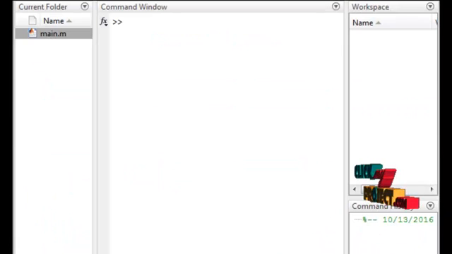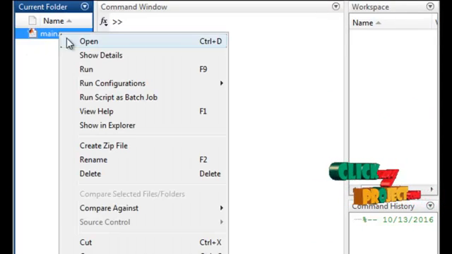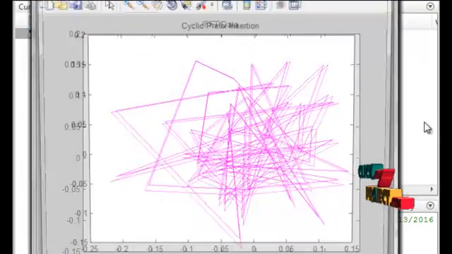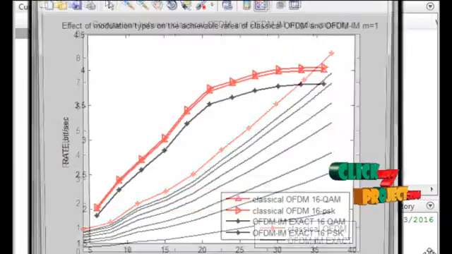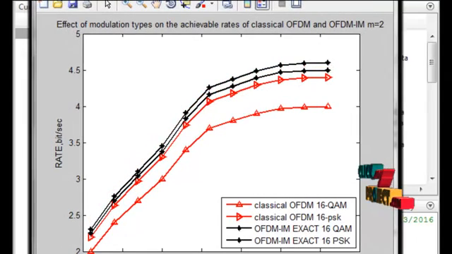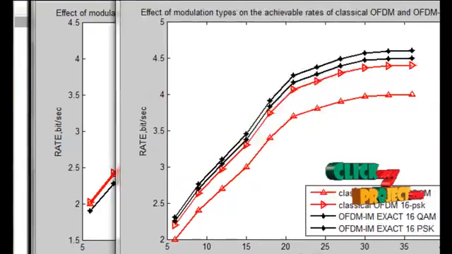Let us discuss the running procedure of the product. For executing the product, run the main file. Here we get many output figures. These all are related to our flow diagram. Let us see the performance analysis of the product.